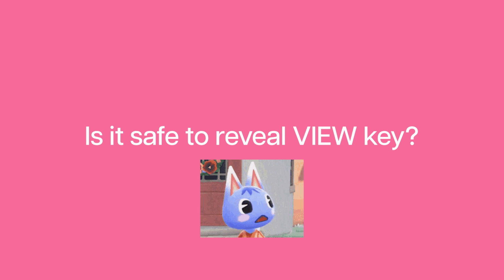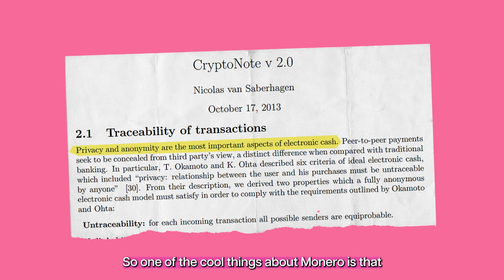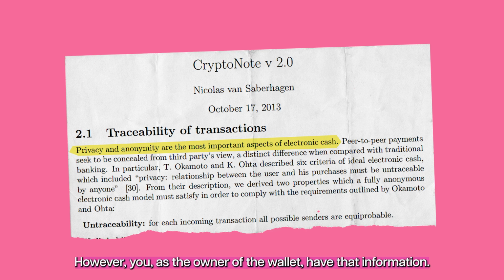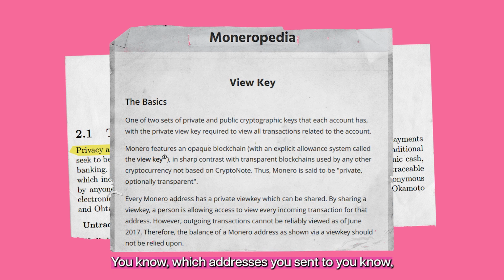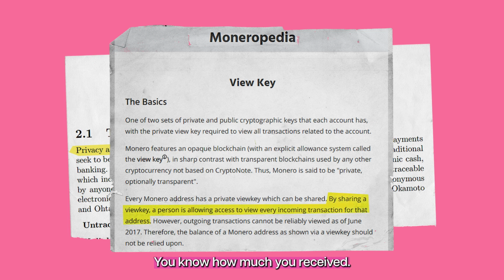So now you're probably thinking, is it safe to put your private view key? What's the difference, right? One of the cool things about Monero is that at the blockchain level, transactions are private. That means we can't really see what's going on. We can't really see how much is being sent, to whom it's being sent, etc. However, you as the owner of the wallet, you have that information. You know which addresses you sent to, and you know how much you received.